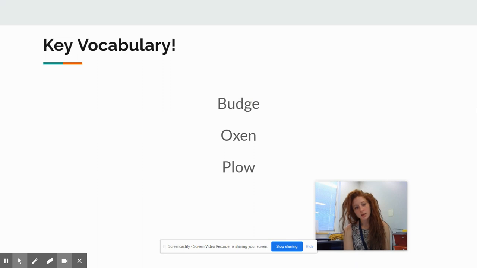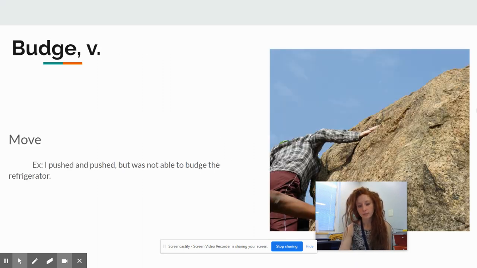Our key vocabulary for this lesson is budge, oxen, and plow. The word budge is a verb, and remember that verbs are our action words. Budge means to move. So an example of it is, I pushed and pushed, but was not able to budge the refrigerator. And if you look at this picture of the people with the rock, they're pushing and pushing, but it's not going to matter how hard they push because that rock is not going to budge or move.